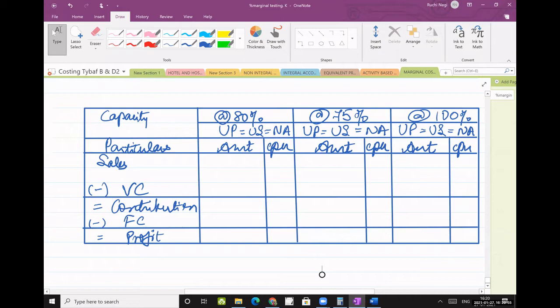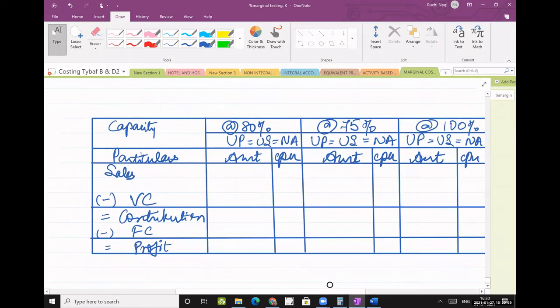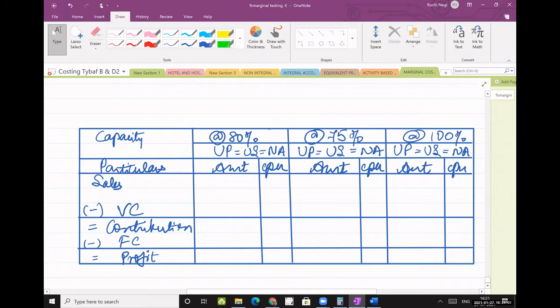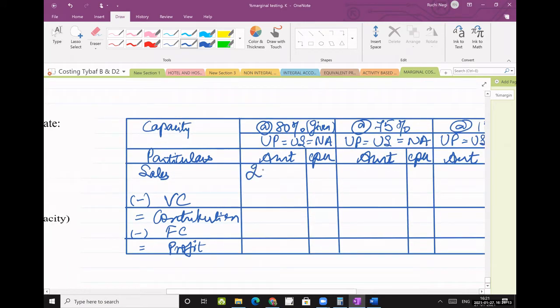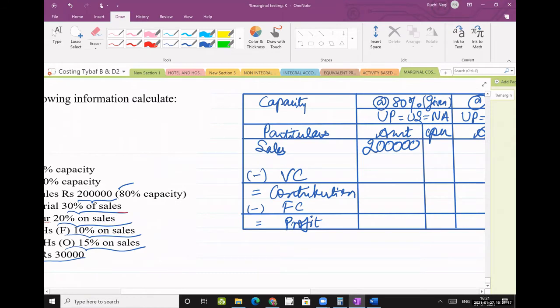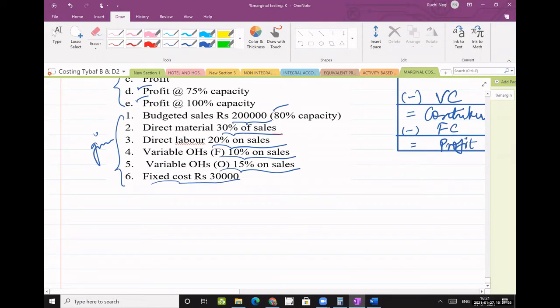Okay, so start. Sales is how much? First complete the part which is given in the question. So this is the part which is given. So sales is how much? 2 lakhs at 80%. So write it down, 2 lakhs. Variable cost. Nothing is given, you'll have to calculate variable cost. Fine. So I'm doing it here.